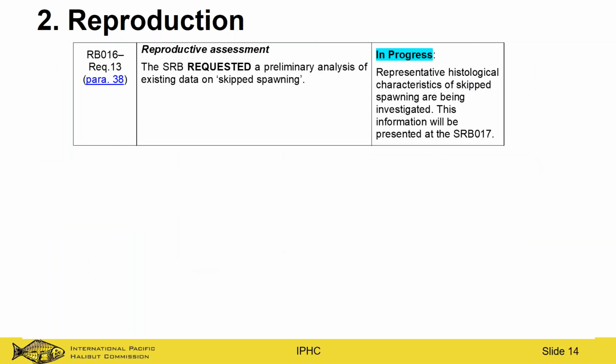So one of the requests that the SRB issued in the last meeting was request 13, and that is that a preliminary analysis of existing data on skip spawning be presented. We've started this work, but this is obviously linked to our understanding of reproductive development and oocyte development. In order to provide information on skip spawning, we need to know exactly what the reproductive characteristics of the ovary in Pacific halibut are.